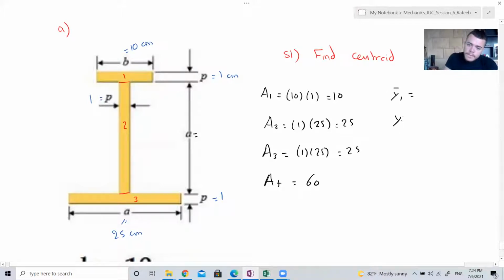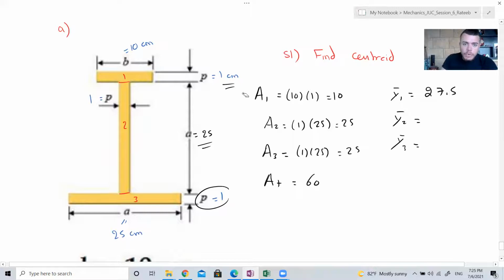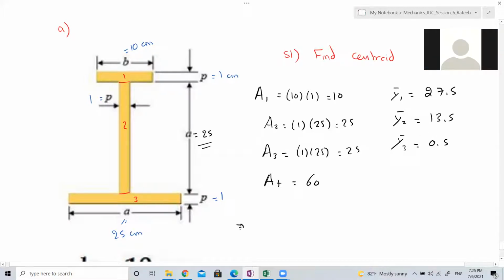What's Y1 bar? هي 1 plus 25 plus 1 over 2، which is 27.5. What's Y2 bar? 1 plus 25 over 2 which is 13.5. Y3 bar هي 1 over 2 which is 0.5. ما هو المفروض 26.5؟ نعم، واي بار، صح هاي 26.5.